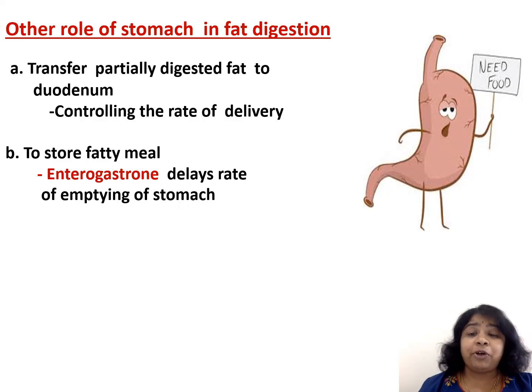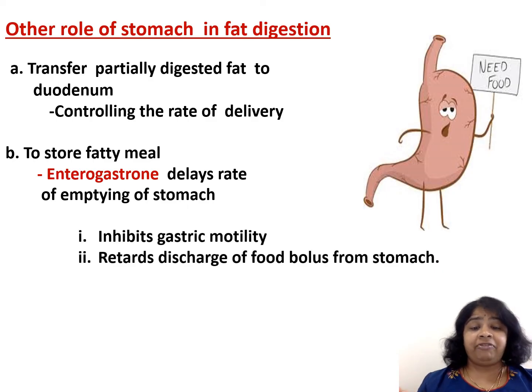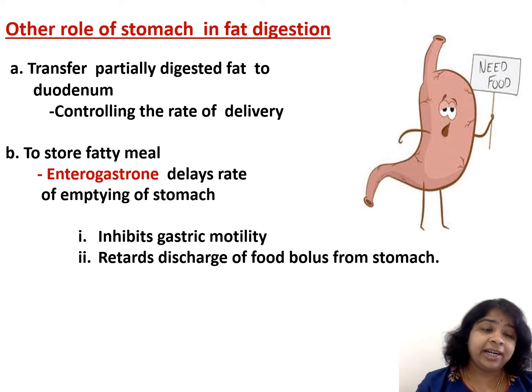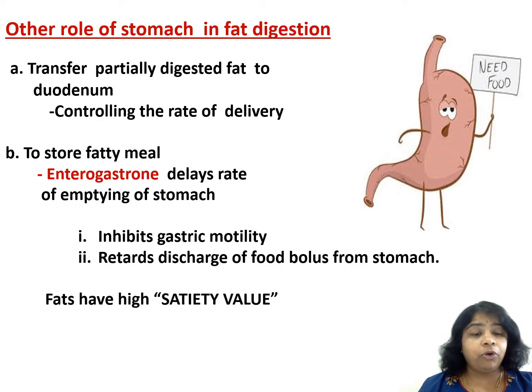So this is one of the reasons why we feel more full after taking a high fat meal for a longer time than if you have taken a pure carbohydrate or high carbohydrate diet. So enterogastrone is going to inhibit gastric motility and retards discharge of food bolus from stomach. So that is why fats have a high satiety value.